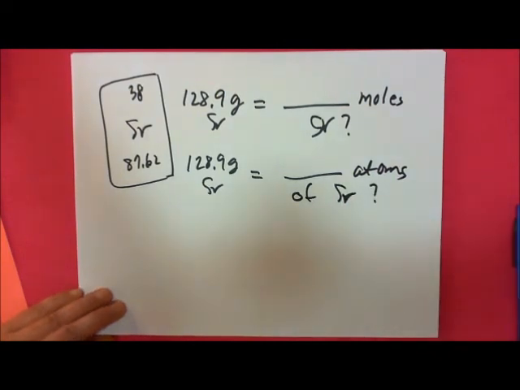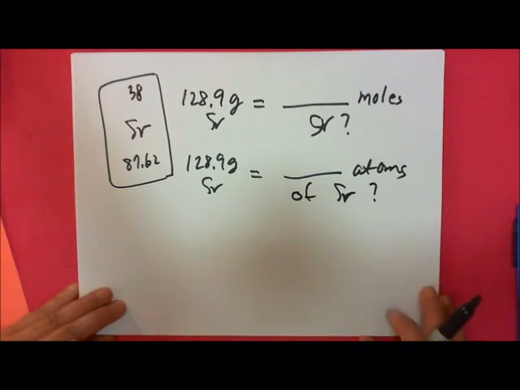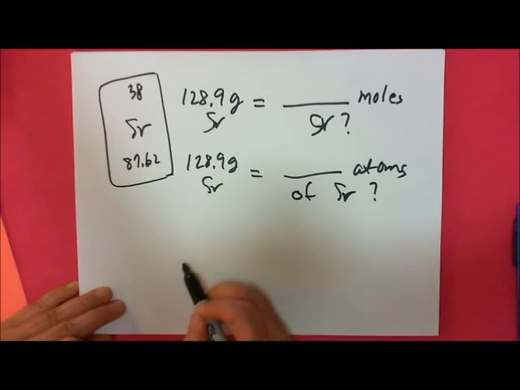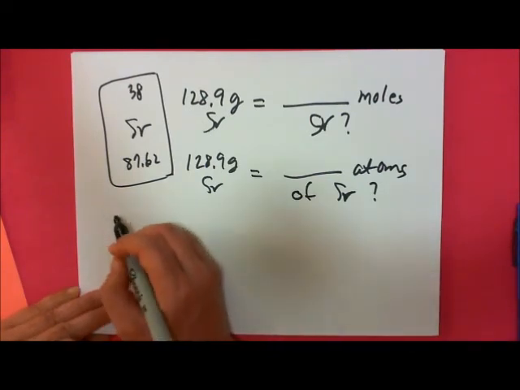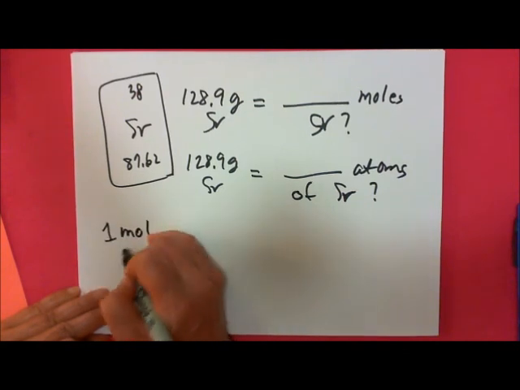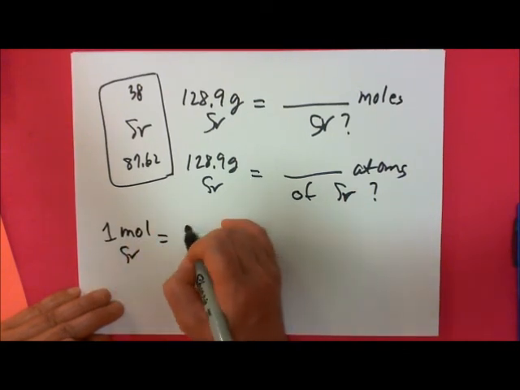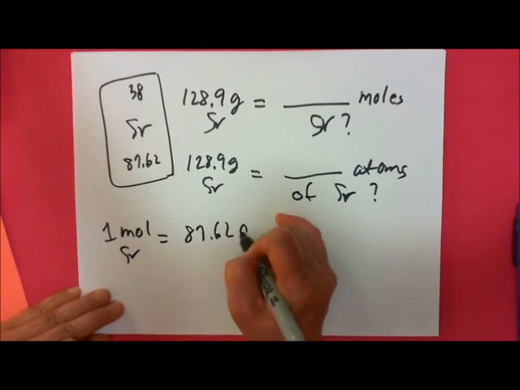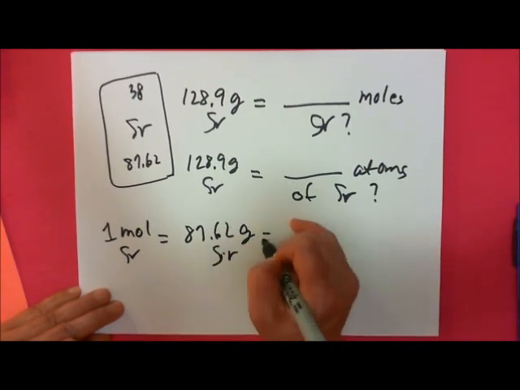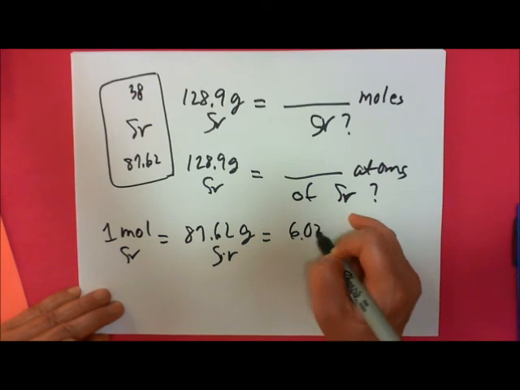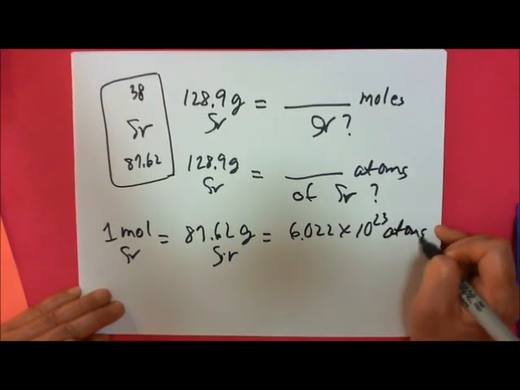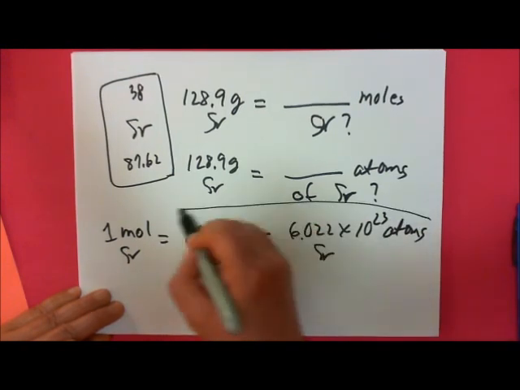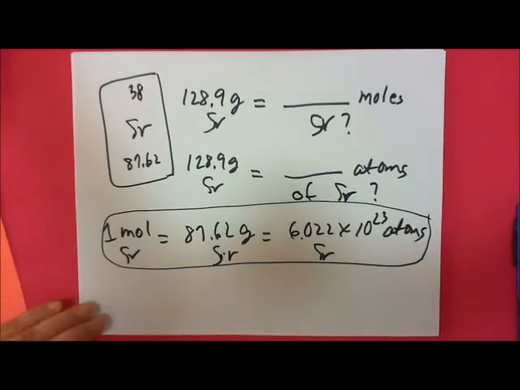Okay, so for this we're going to have to do a little bit of math. What we're going to do is look at the conversion factor. I'm going to write the conversion factor as a nice long line. So we're going to say 1 mole strontium is equal to 87.62 grams of strontium is equal to 6.022 times 10 to the 23rd atoms of strontium. So there's my long line conversion factor.